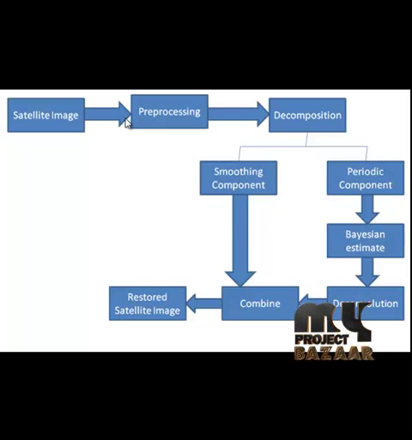Before pre-processing, noises are added to the image. Then the images are decomposed. For pre-processing, we are using a median filter. A median filter is a non-linear digital filtering technique often used to remove noises. Such noise reduction is a typical pre-processing step to improve the results of later processing. Median filtering is widely used in digital image processing. Then decomposition is applied. The satellite image is decomposed into smooth and periodic components.